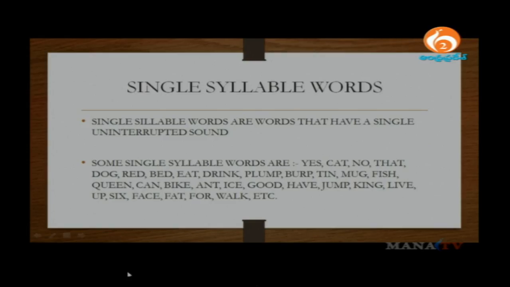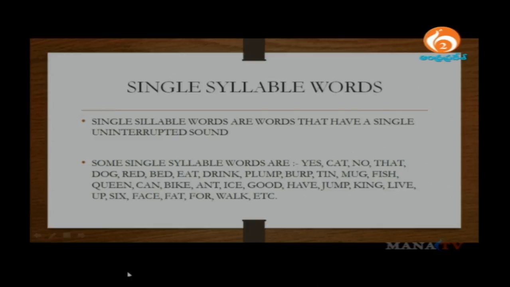Now let us see the second sentence of single syllable word. If you can see the PPT, some single syllable words are yes, cat, now, that, dog, red, bed, eat, drink, plump, burp, tin, mug, fish, queen, can, bike, ant, ice, good, have, jump, king, life, up, six, face, fat, four, walk, and there are so many words.